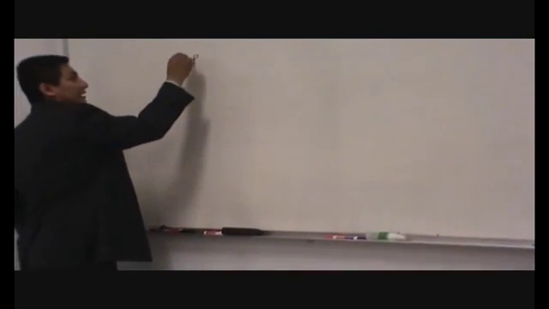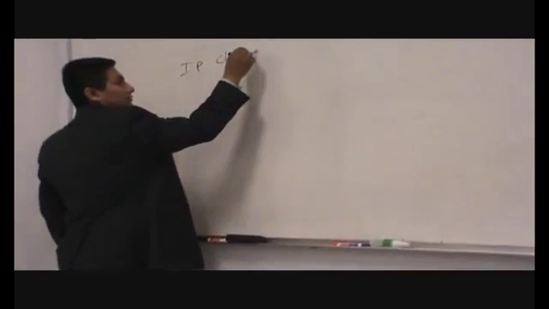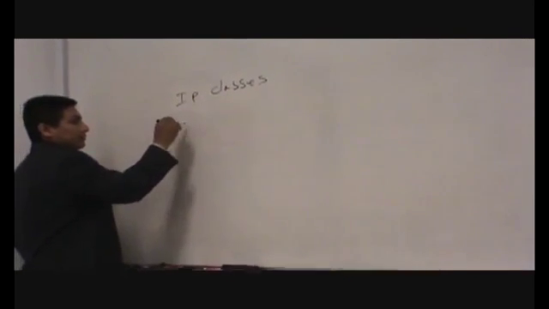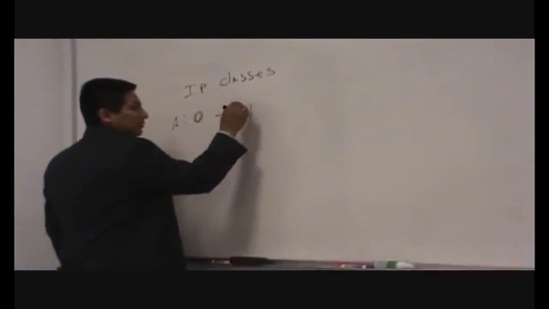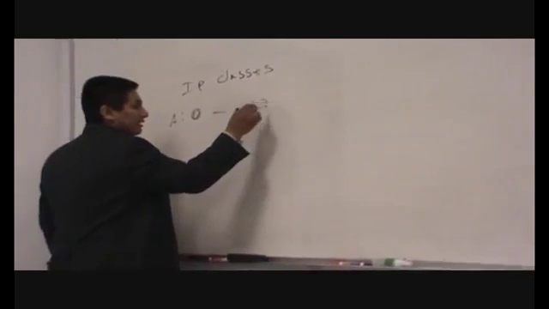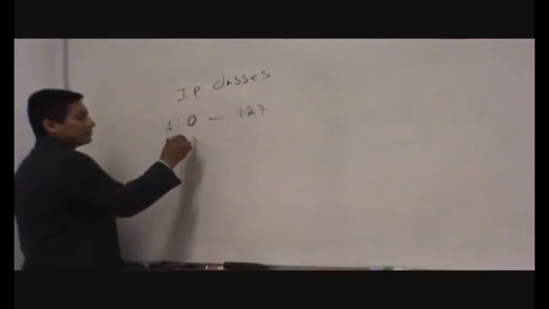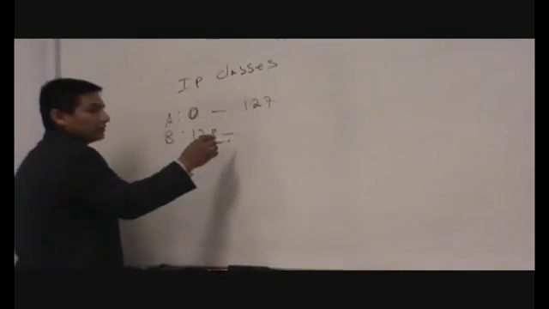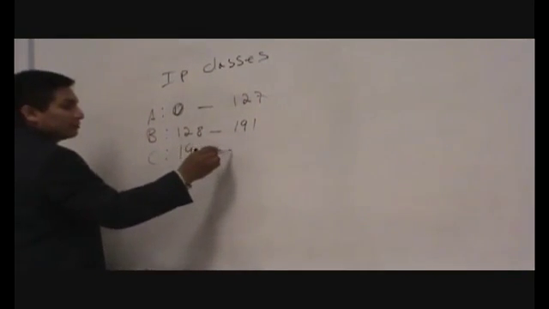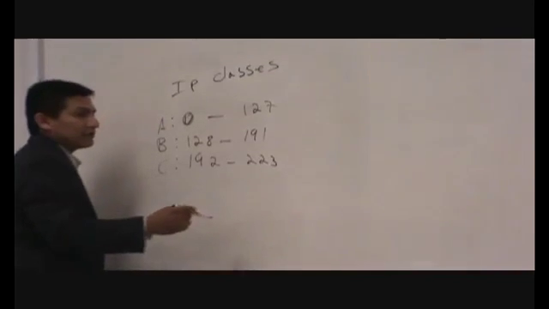All right, another thing you need to understand is classes, IP classes. Class A is 0 to 127. Class B equals 128 to 191. Class C is 192 to 223. These are the only ones you need to know for now.